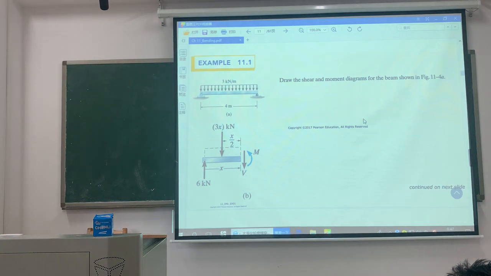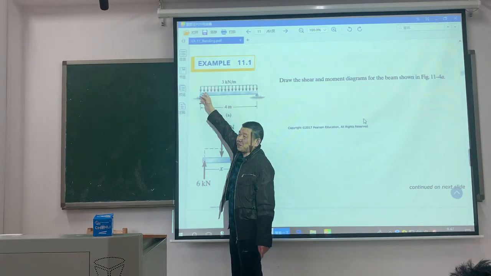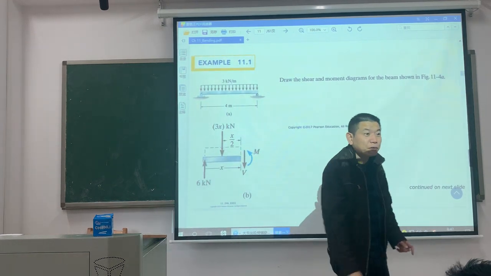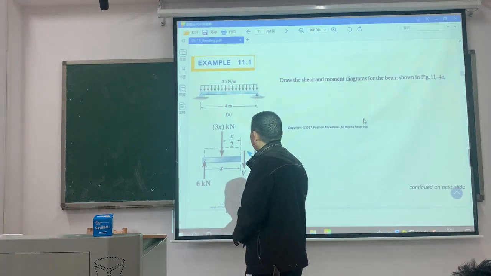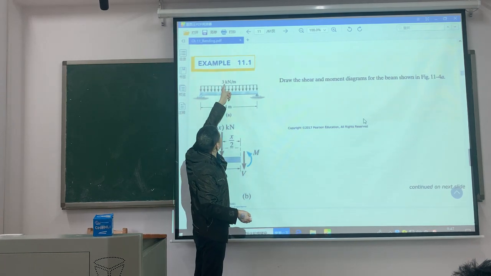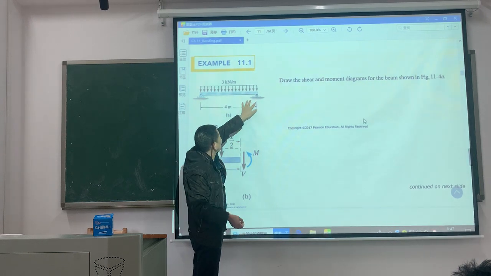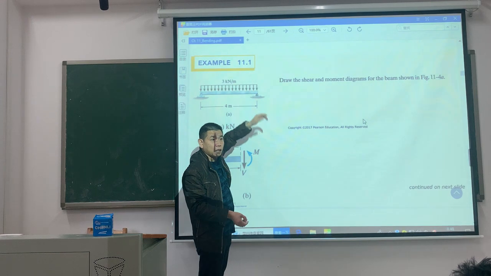How much is the concentrated force? At first, you have to replace the distributed force by the concentrated force. The force is 10 kilonewton per meter. The length is 4 meter. How much is the force?